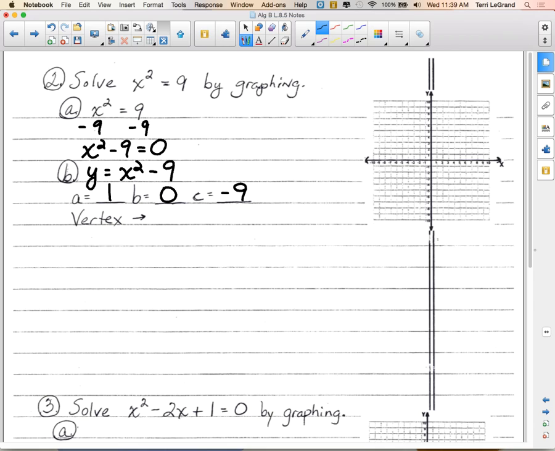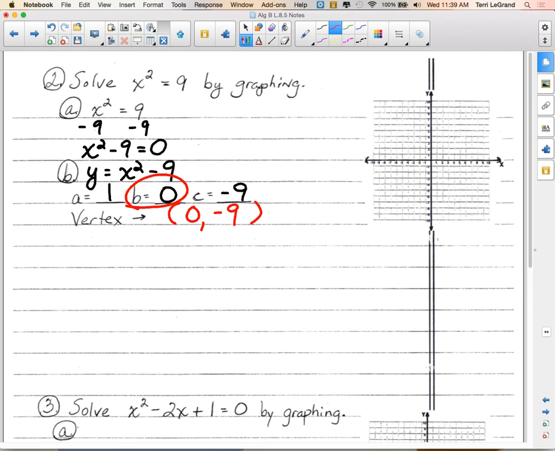Okay. So the vertex is also the y-intercept because B is equal to 0. This is our clue right here that we can just write the vertex down right now. It is what? 0, -9.